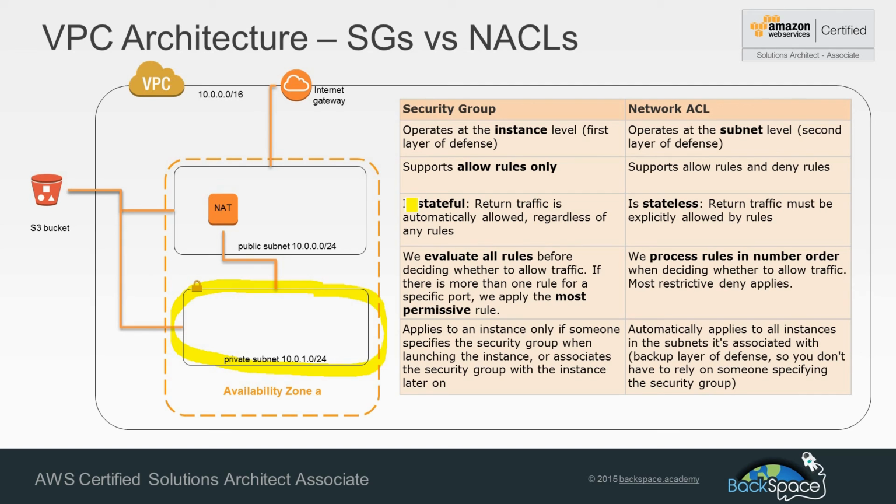A security group applies to an instance only if someone specifies a security group when launching that instance, or associates a security group with the instance later on. In contrast, a network ACL automatically applies to all instances that are located in the subnet it's associated with. It's a backup layer of defense, so you don't have to rely on someone specifying a security group. So any instance that is launched within this private subnet here will be associated with the network ACL for that private subnet.